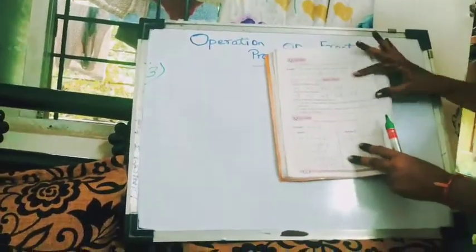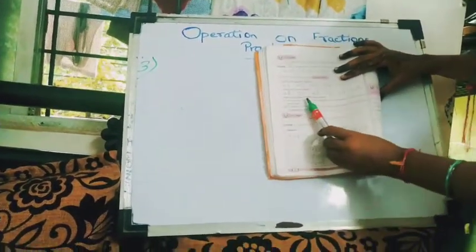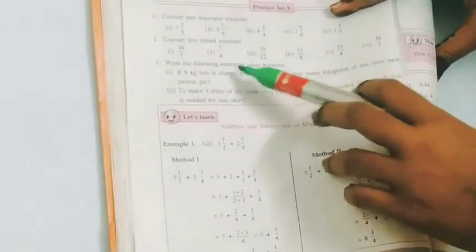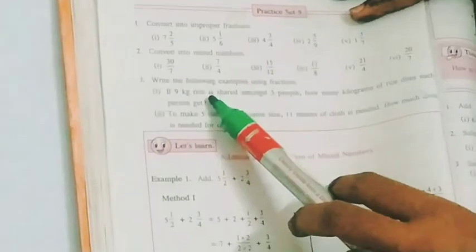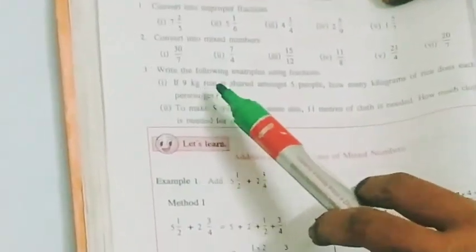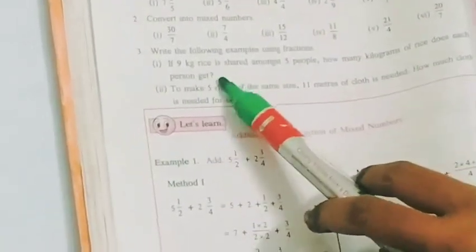Next question is, look here: write the following examples using fractions. Here are given some examples using fractions. They are converted into fractions. 9 kg of rice is shared amongst 5 people. How many kilograms of rice does each person get? It means how much rice?